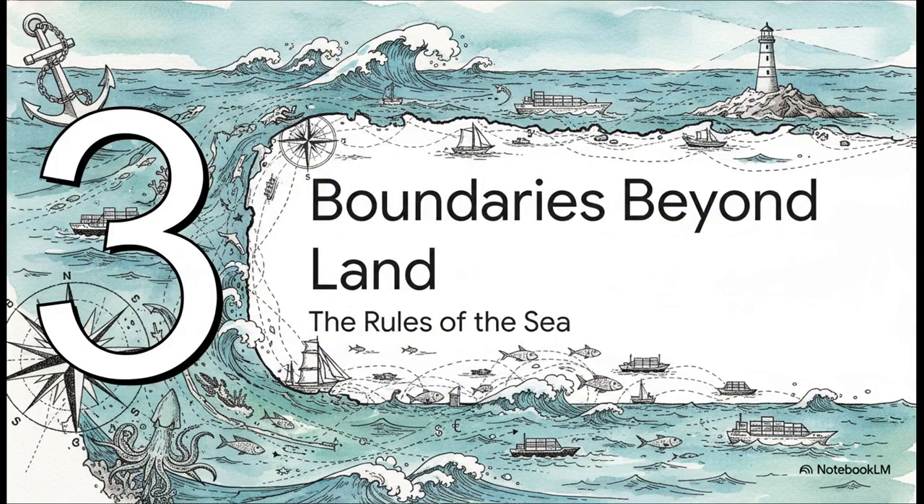So far, we've only been talking about disputes over land you can actually walk on. But these same fights for territory and resources are happening in a place that covers over 70% of our planet. So, how in the world do you draw lines on the vast open ocean? This is where the rules get really, really interesting.